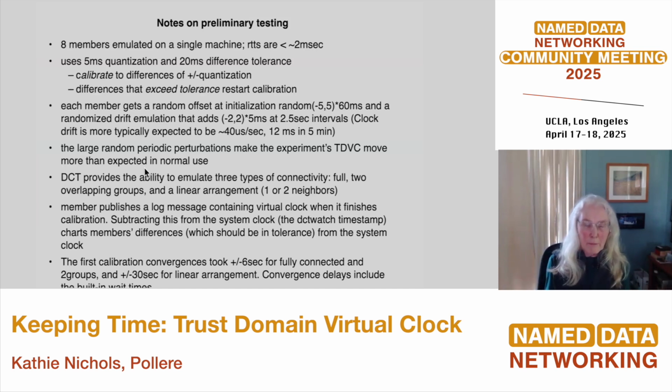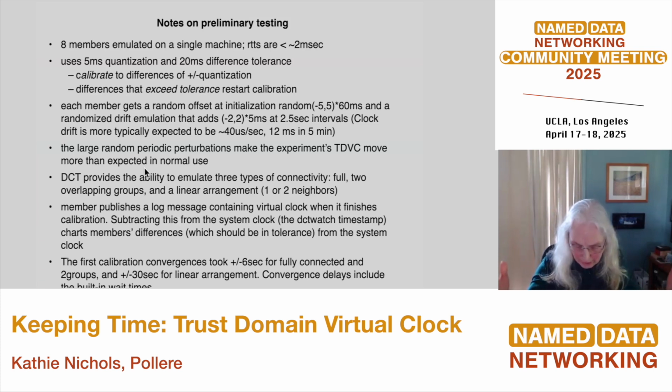In order to show these results, every member publishes a log message that contains its virtual clock when it finishes calibration. Then we can just listen to this and save it, and I can create the plots. I then subtract that virtual clock from the real system clock. Remember, this is running on one machine. The system clock is contained in the DCT watch timestamp.